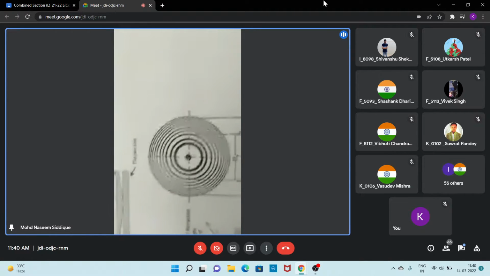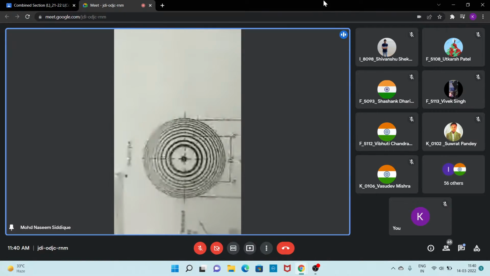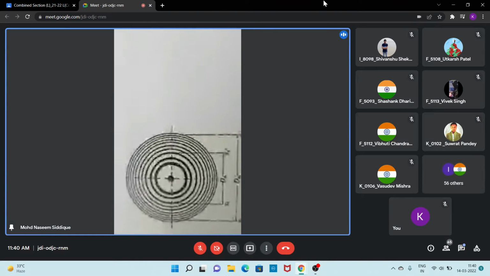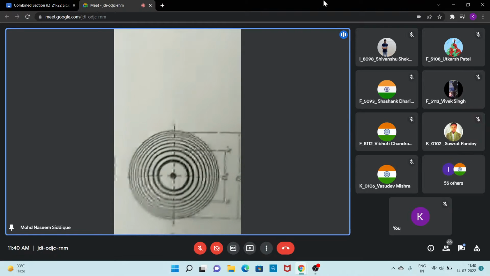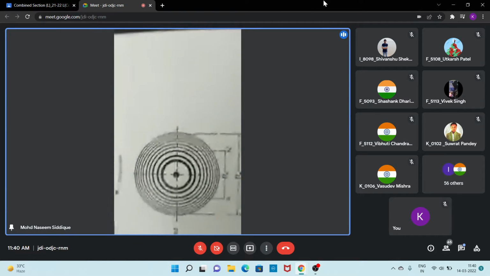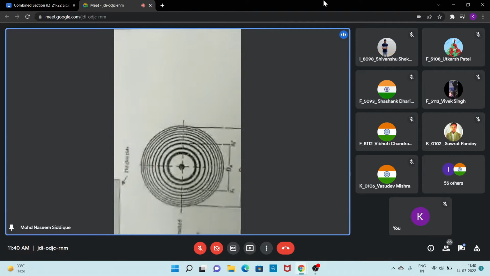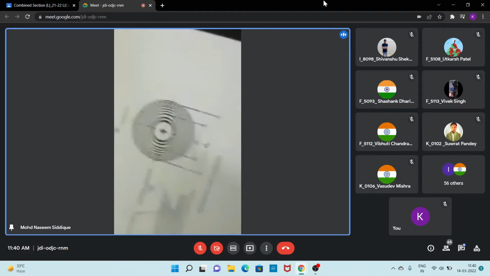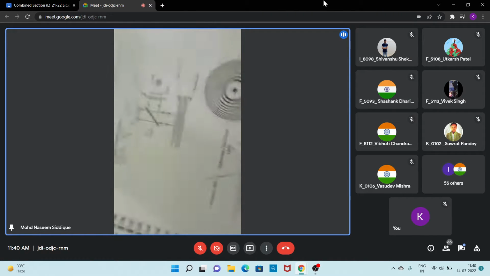Okay, so whatever fringe we will observe in this experiment will be like this one. Our first task is to find the diameter of this ring. You are just seeing here, there are two dotted lines, one is vertical and second is horizontal. This is the cross wire which is inbuilt in the traveling microscope. Just like I will show how we will calculate the diameter.